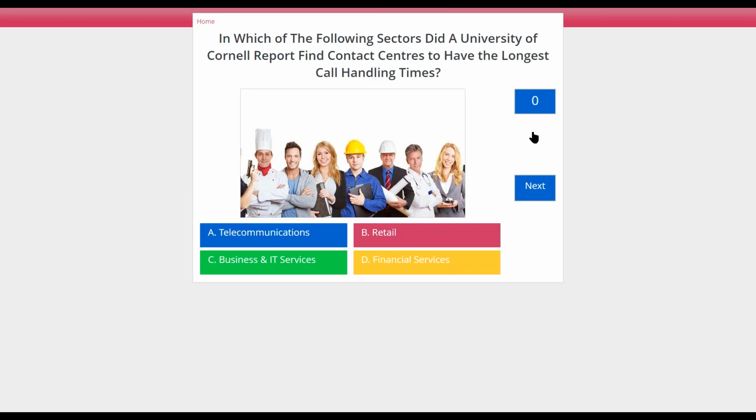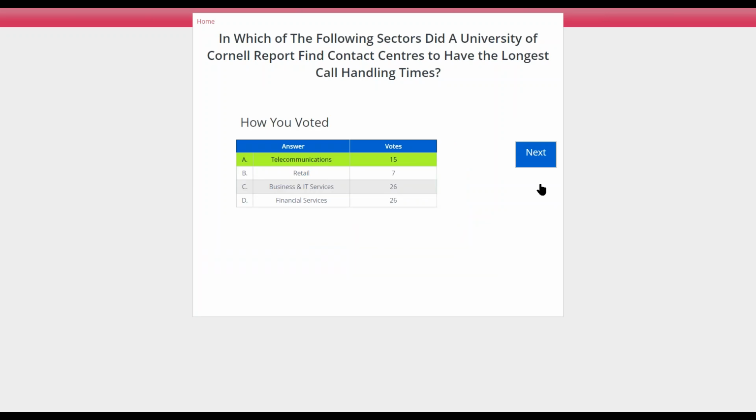In which of the following sectors did a University of Cornell report find contact centers have the longest call handling times? So the longest call handling times in A, telecommunications, B, retail, C, business and IT services, or D, financial services? Which ones have the longest call handling times? Let's have a look at the answer.